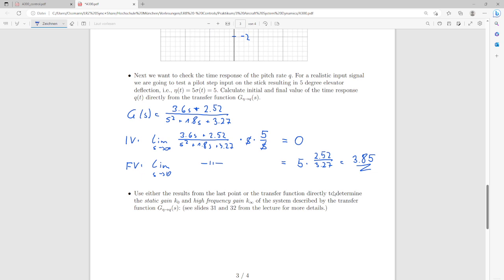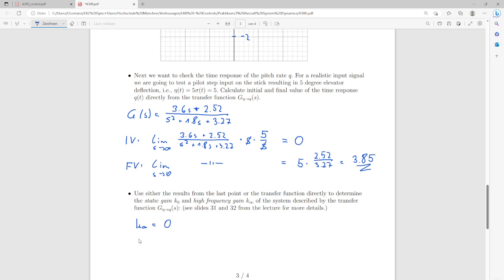Okay, use either the result from the last point or the transfer function directly to determine the static gain K0 and the high frequency gain K infinity. Well, for that transfer function, if we have this initial value being 0, obviously our high frequency gain, where s goes to infinity, also needs to be 0.